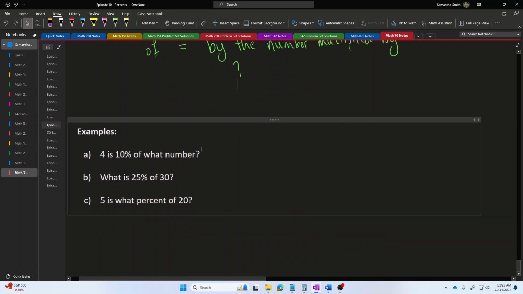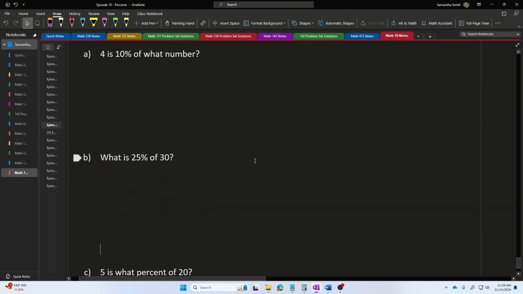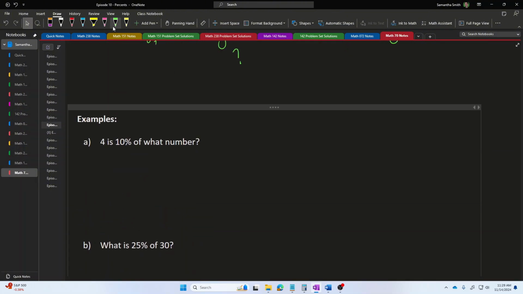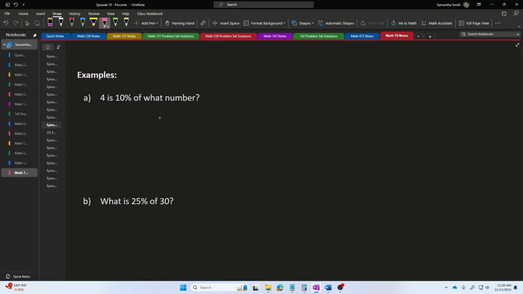So let's do a few more examples to show you how I would use this process in different situations. Someone says, 4 is 10% of what number? So I'm going to take this sentence and translate it one symbol at a time. 4 equals 10% times what number, so question mark.